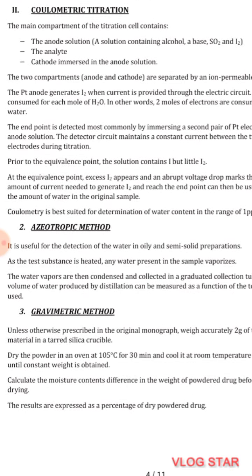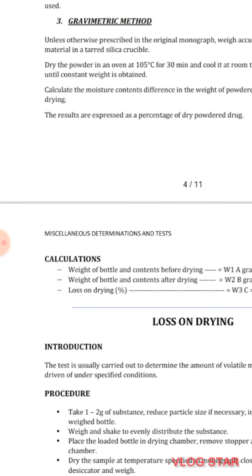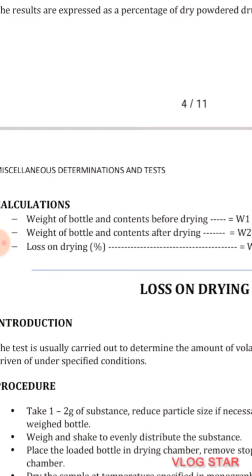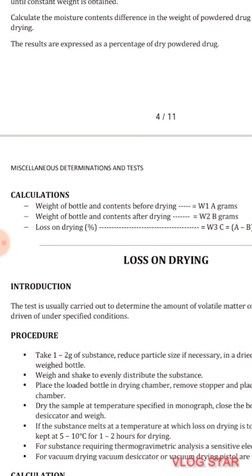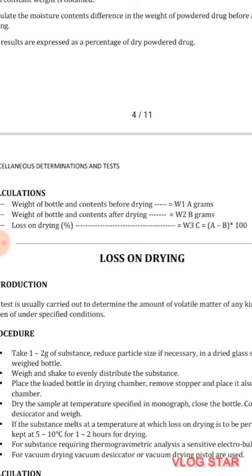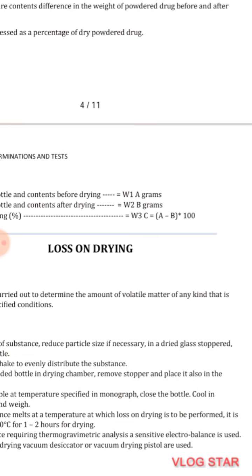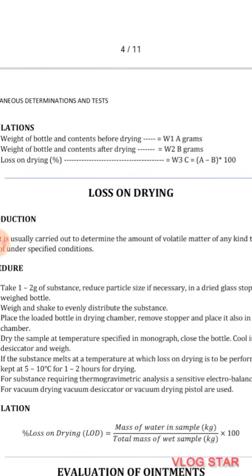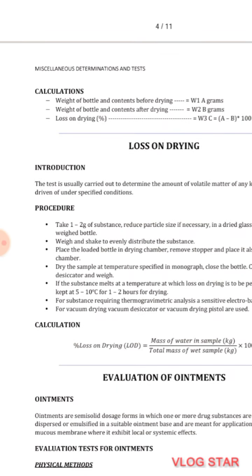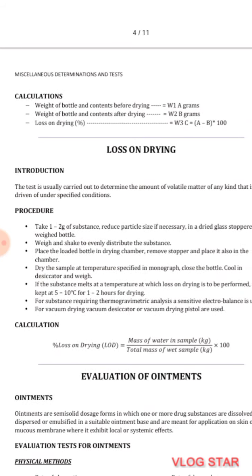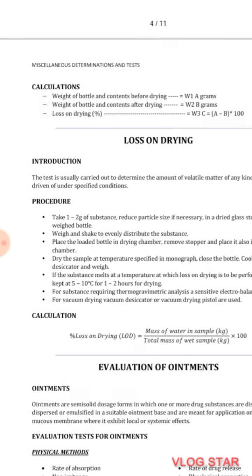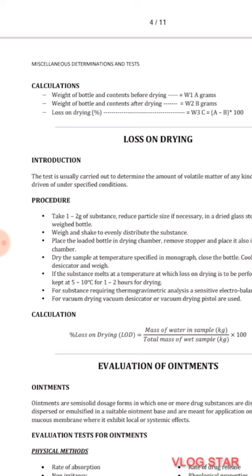Now we'll go toward the third topic, that is loss on drying. Weight of bottle and content before drying, W1. Weight of bottle and content after drying, W2. Loss on drying percentage, you will find out as W3 or C is equal to A minus B. First, how much water is there in the compound, and now how much water is there, you can find out through this. Loss on drying is a test usually carried out to determine the amount of volatile matter of any kind that is driven off under specified conditions.